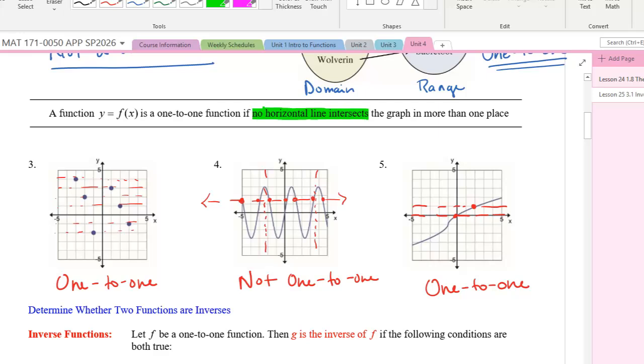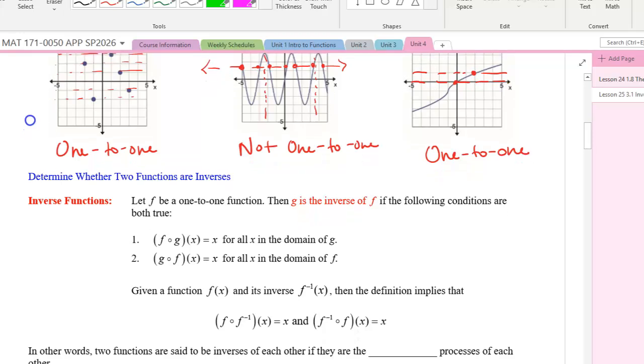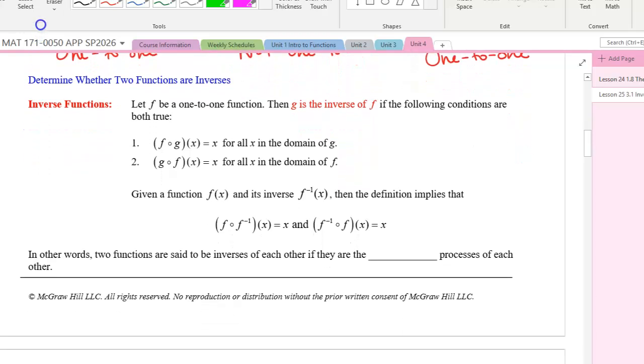Now this is important, defining what it means to be a one-to-one function, because in Unit 4, we're going to talk about the inverse functions, exponential functions, and logarithmic functions. And for a function to have an inverse, it has to be one-to-one. And this is why. So to determine whether two functions are actually inverses of each other, we're going to let f be a one-to-one function. Then g is the inverse of f if the following conditions are both true.